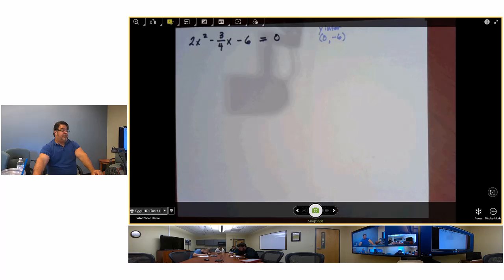Move the 6 and take out the positive 2. So that means you're going to have to divide by 2/1.